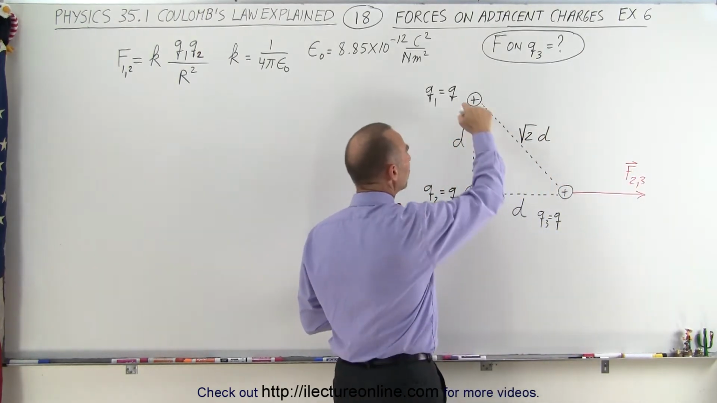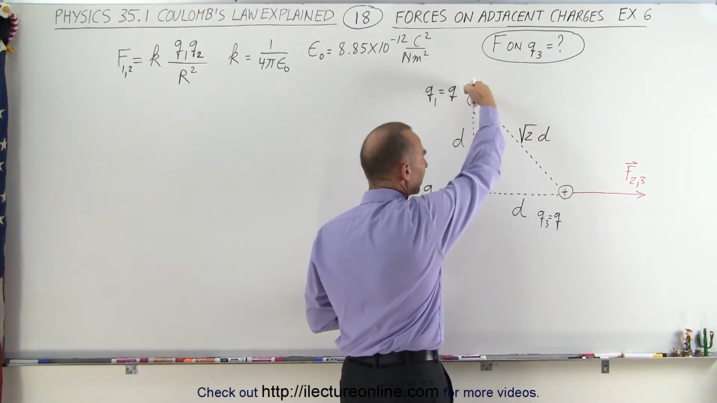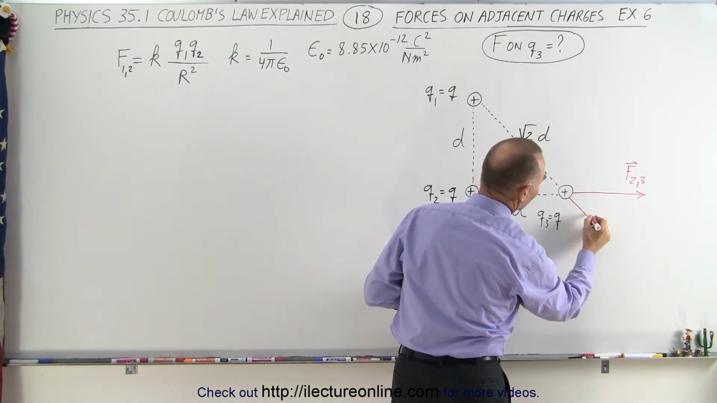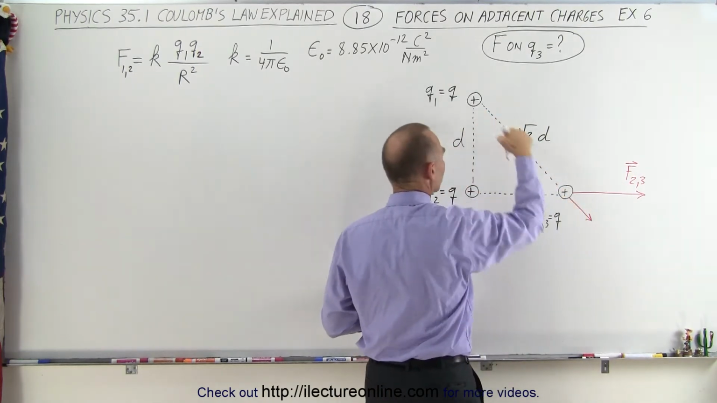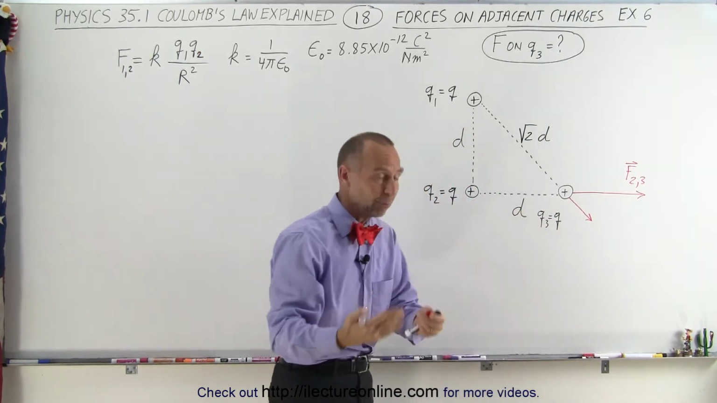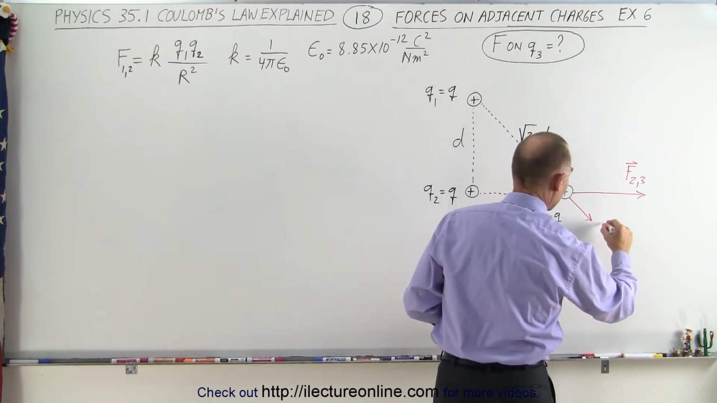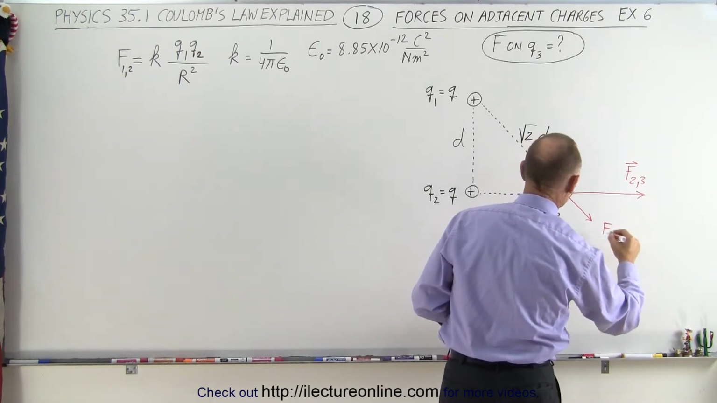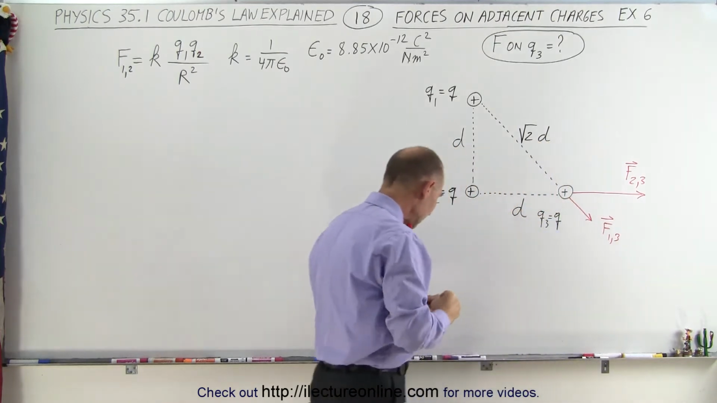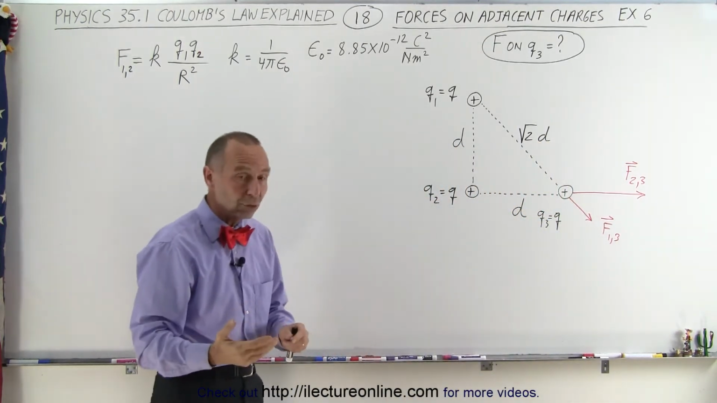Now the force between 1 and 3. Well, that will be along this diagonal line, so the force will be in this direction. And since the distance between these two charges is greater than the distance between these two charges, you expect the force to be smaller. So this here would be the force between 1 and 3. And then you can graphically add those two together.